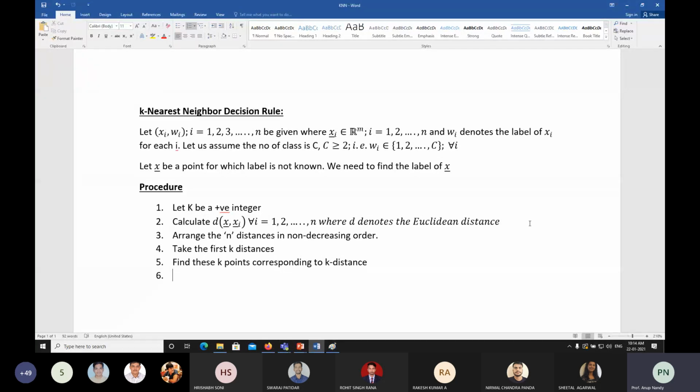So firstly you need to find these k points corresponding to the k distances, because you are arranging the n distances in non-decreasing or increasing order. Then you have to take the first k points, and these k points belong either to class 1, class 2, or class 3. You'll have to see how the points are classified. Finding the k points corresponding to the k distances means finding the class representatives, so the k points will denote the class representatives based on your k distances.